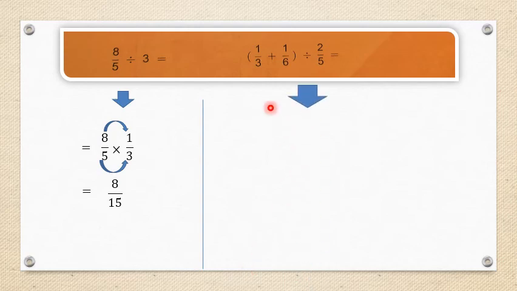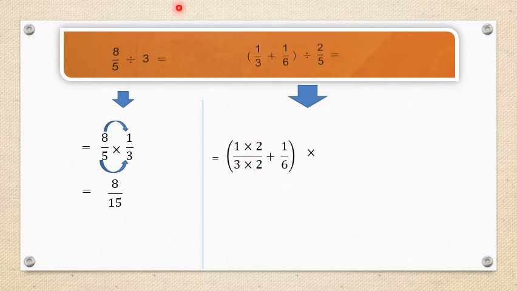Now we have parentheses and division. According to PEMDAS rules, parentheses have more priority. Now 1 over 3 plus 1 over 6. How? We should have the same denominator in order to add fractions. So multiply 3 and 1 by 2 in order to have the same denominator, which is 6.